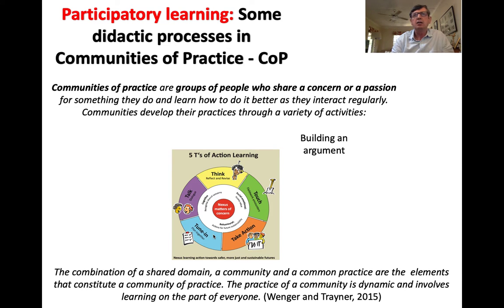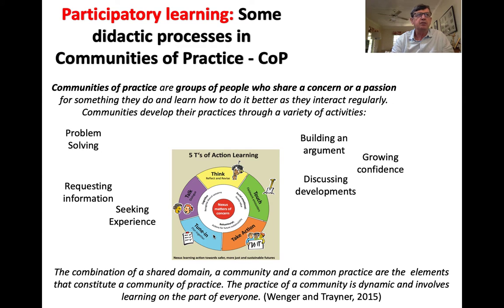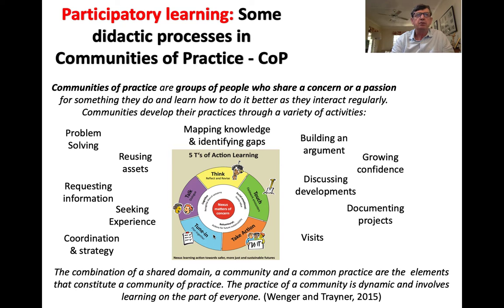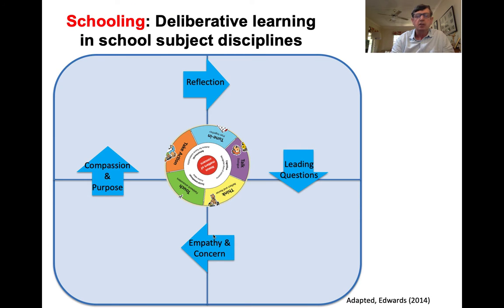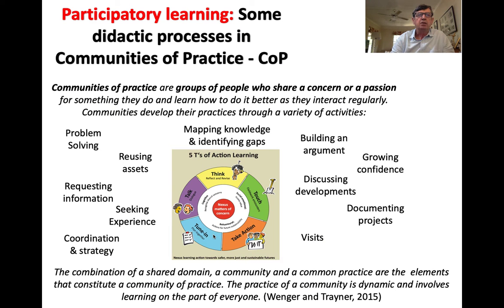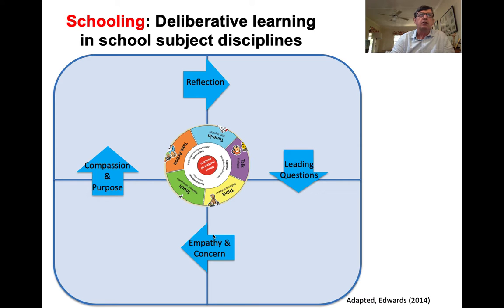Some of the things are building arguments together, growing confidence, discussing developments, seeking experiences, requesting information, solving problems, using assets that you already have, coordinating strategy and joint work, documenting projects, visits to people who share common ideas, and mapping knowledge and identifying gaps. All of these elements are very useful as referential dimensions for looking into an ESD process. Then on to schooling, deliberative learning and school subject disciplines.